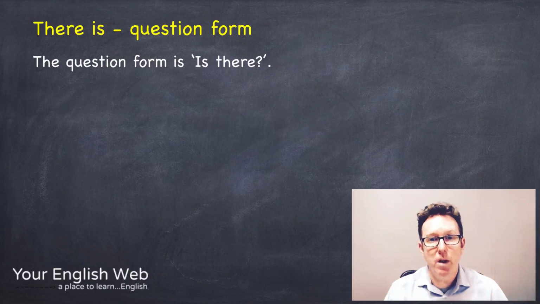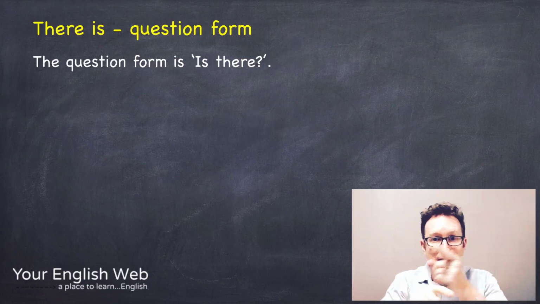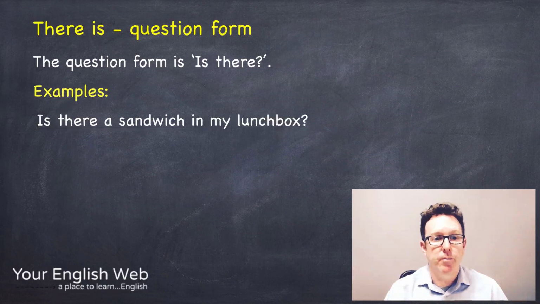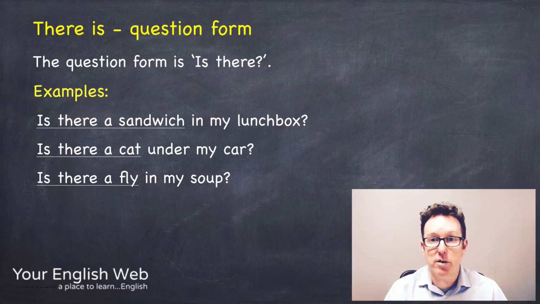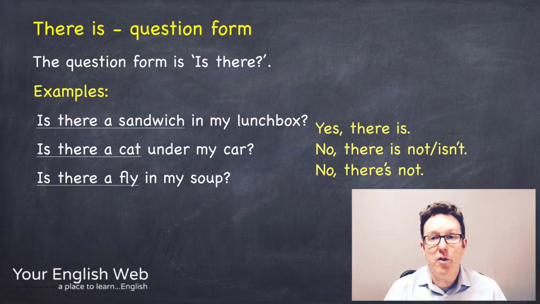Now the next part is the question form. The question form is there? So we invert there is, question, is there? Examples. Is there a sandwich in my lunchbox? Is there a cat under my car? Is there a fly in my soup? And the answers to these questions are, yes, there is, no, there isn't, no, there is not, or no, there's not. Is there a sandwich in my lunchbox? Yes, there is, or no, there is not.